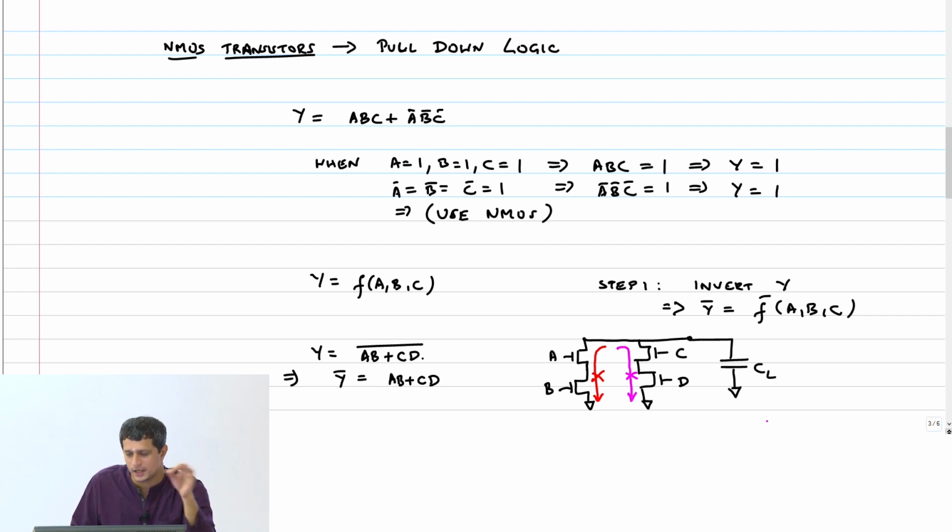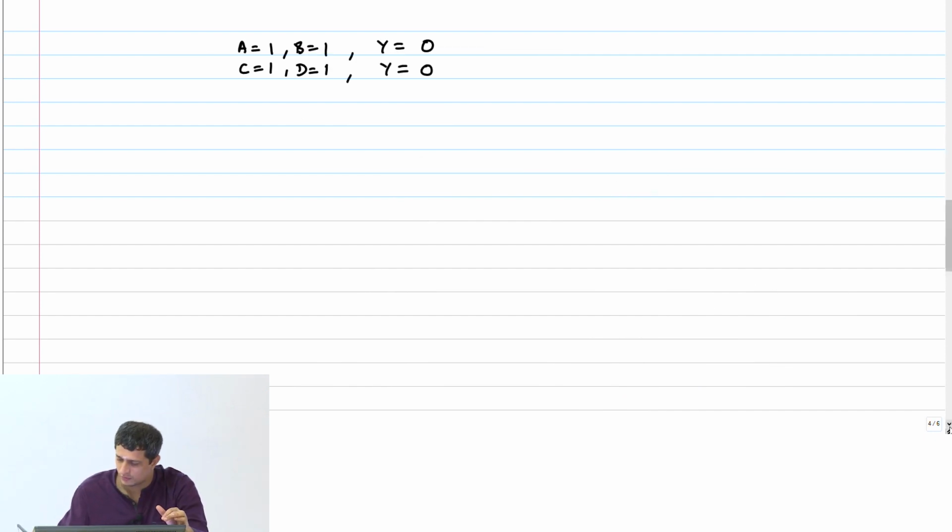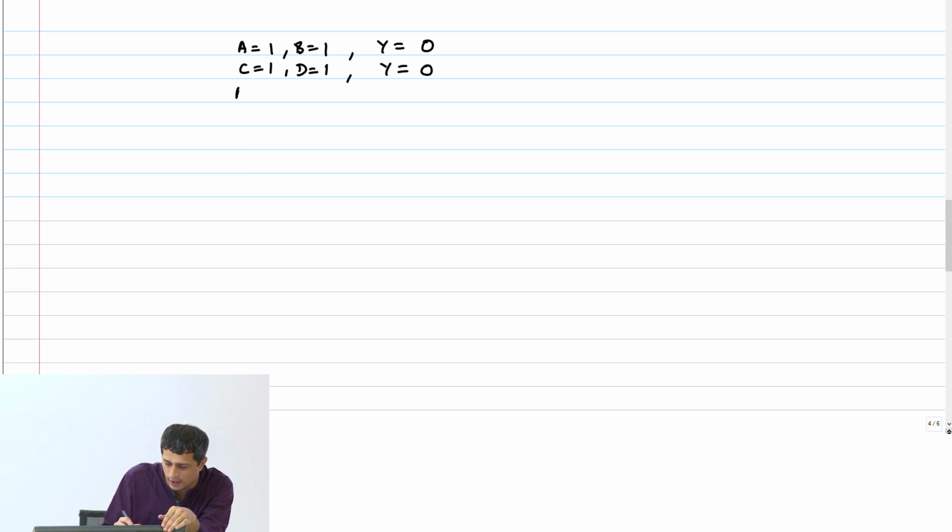Unfortunately, if A and B, for example, are connected to real transistors, then there is going to be subthreshold leakage. So this capacitor will leak out slowly like this. But that is very slow. So for all practical purposes, you can assume that the capacitor will float at that particular value for long enough. A equal to B equal to C equal to D equal to 1 also gives Y equal to 0.